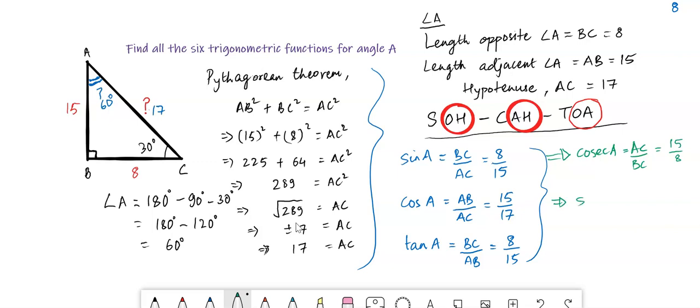Opposite of cos is sec. Secant A. Sec A is going to be AC over AB, which is 17 over 15. And in the same way, the inverse function of tan A is cot A, cotangent A, which is going to be AB over BC, and that's going to be 15 over 8. And we are done.